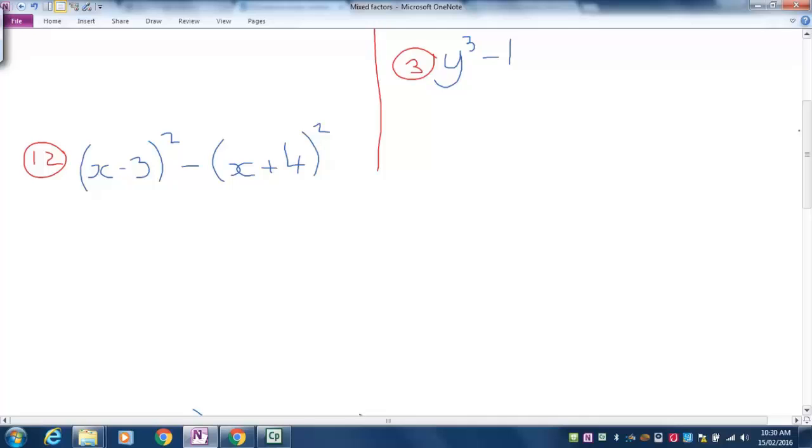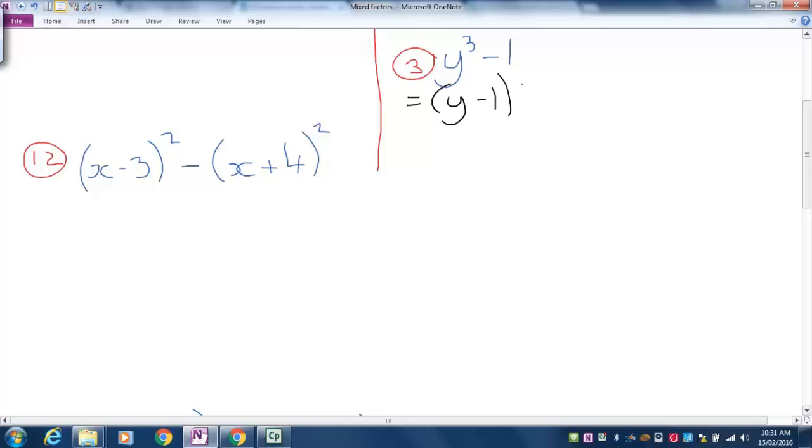Have a look at number 3 over here first. So I have a y cubed minus 1. Both of those are perfect cubes, so I can use my difference of 2 cubes rule. So opening my first bracket, I take the cubed root of the first term. Cubed root of y cubed is y. And I subtract the cubed root of the second term. The cubed root of 1 is just 1.